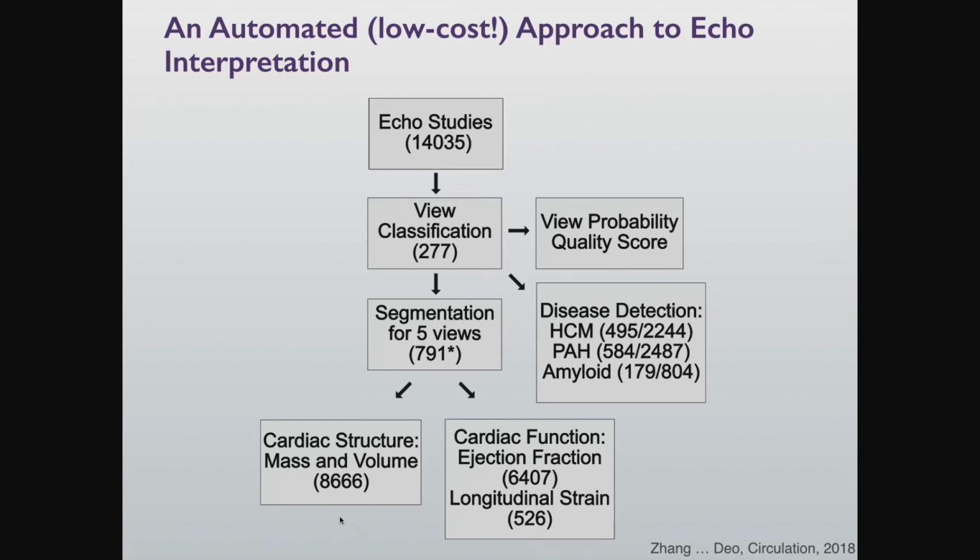And so that involves sorting through all these different views, coming up with an empirical quality score, segmenting the 5 primary views that we use, directly detecting some diseases, and then computing all the standard mass and volume types of measurements that come from this. So we wanted to do it all.